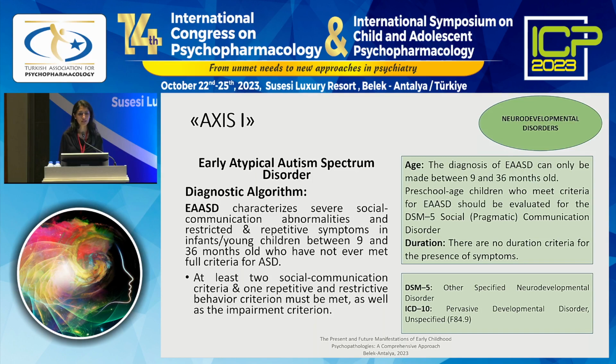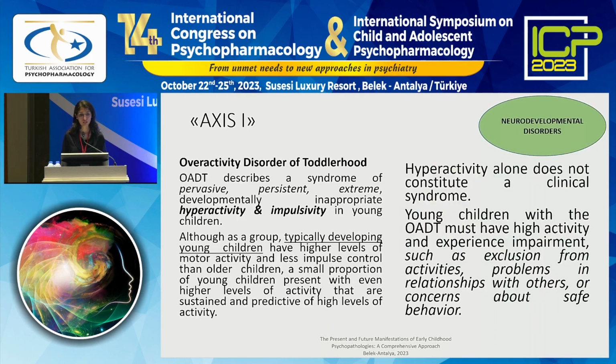Again, there is a link to DSM. Here is a new diagnosis, early atypical autism spectrum disorder. Also, it's a gray line for us in the clinics, at least for those having social disorders and children between 9 and 36 months old, it's possible to put the diagnosis. Again, in here, there is actually a social communication criteria and repetitive and restrictive behavior, but it is not a must criteria. And in particular, we have to have a clear approach so as to avoid any future life issues.